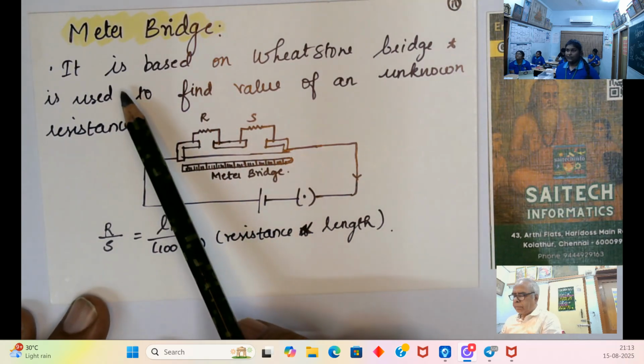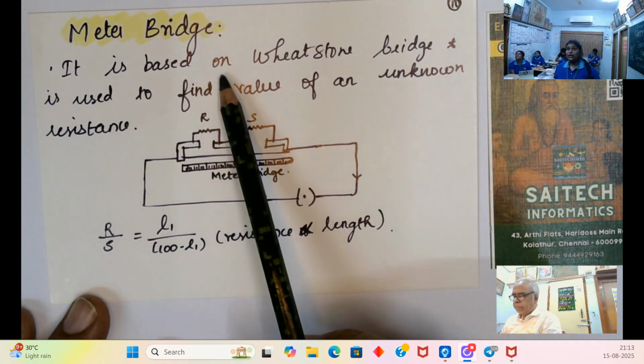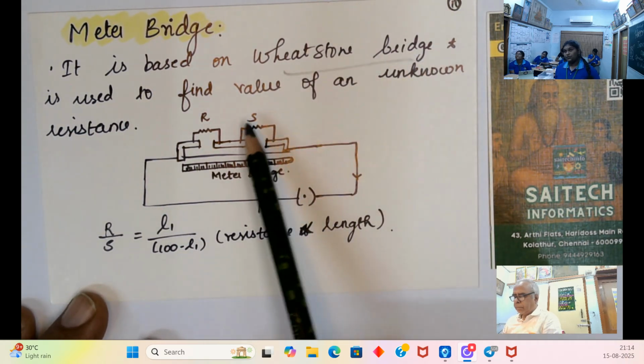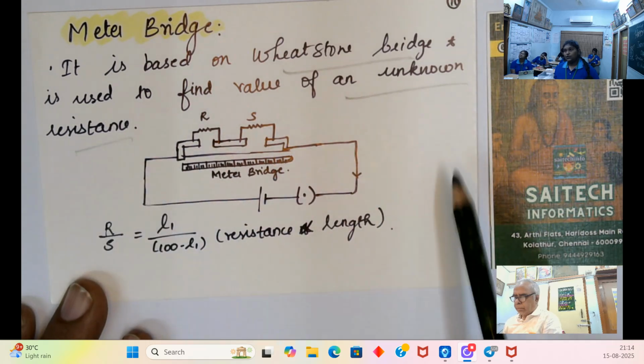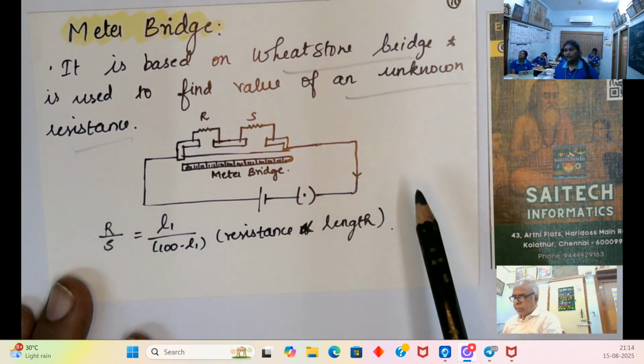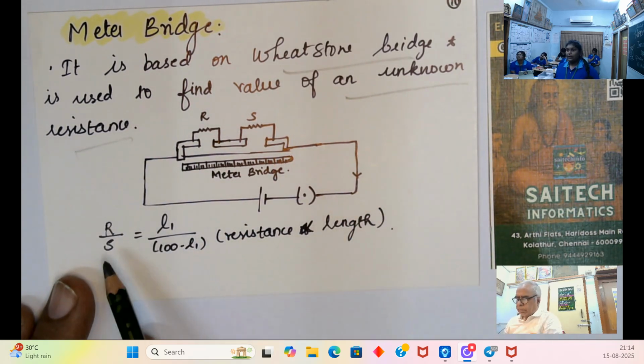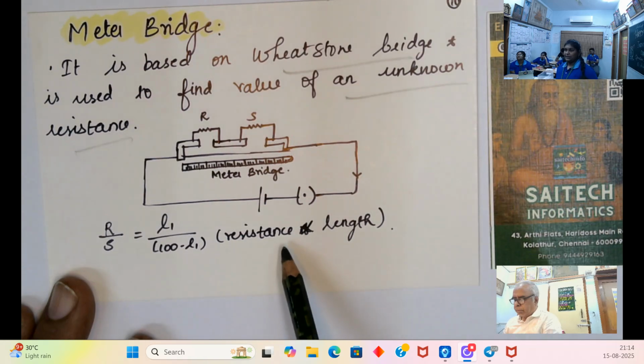Then another application of the Wheatstone bridge is the meter bridge. It is based on the Wheatstone bridge and is used to find the value of unknown resistance. R by S is equal to L into (100 minus L).